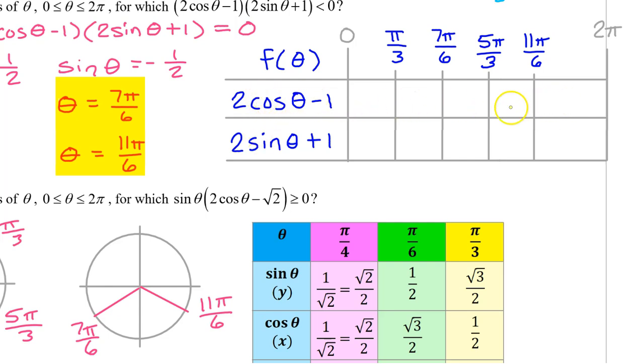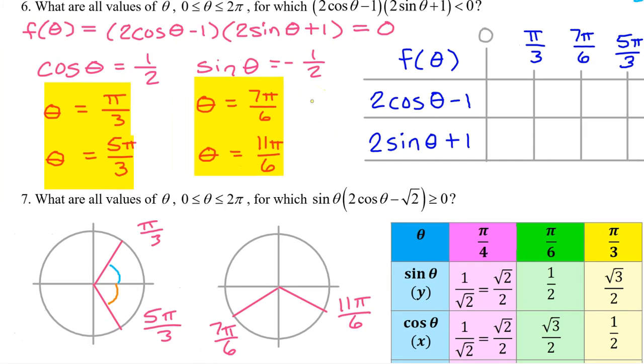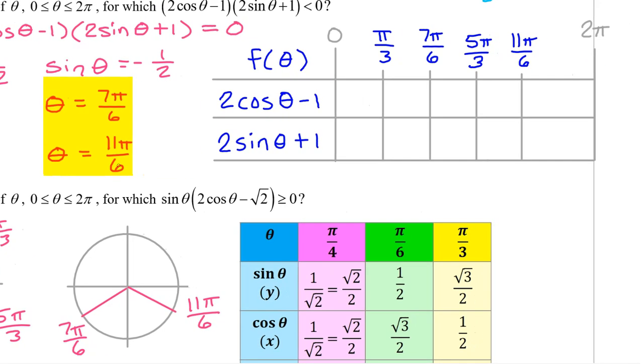Focus on the first row, which goes with the factor 2 cosine theta minus 1. Let's highlight the critical values where this particular factor was equal to 0. Looking back, when we set 2 cosine theta minus 1 equal to 0, we got pi over 3 and 5 pi over 3. So this first factor is equal to 0 at pi over 3 and 5 pi over 3.